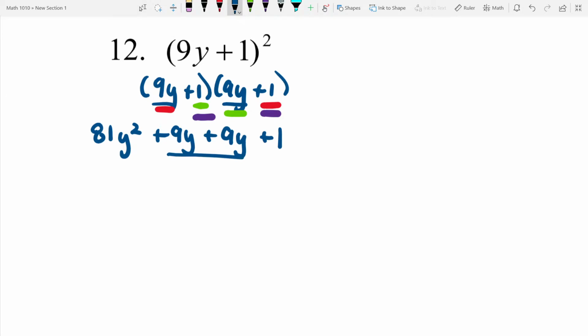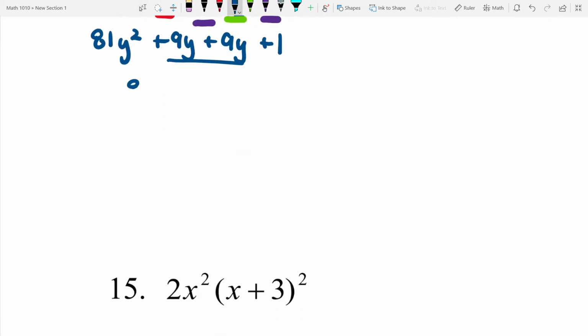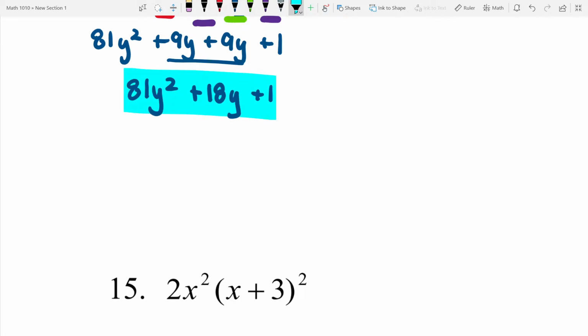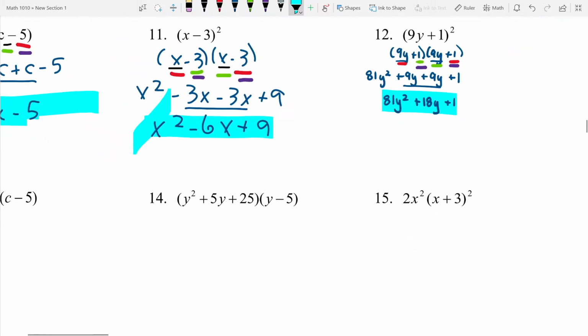Most of the time, those two middle terms will add. So my answer is 81y squared. 9 plus 9 is 18. Is that a y squared or is that a y? Talk to me. Just a y. Plus 1. Highlight your answer. Done. Okay? All right. That was 12.